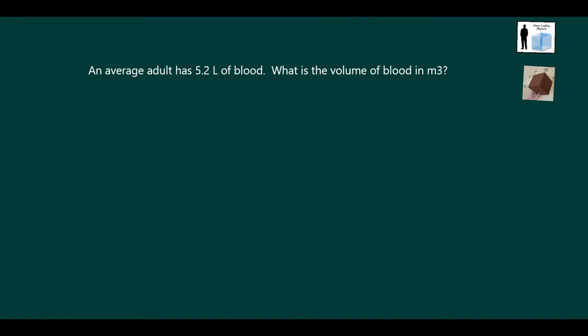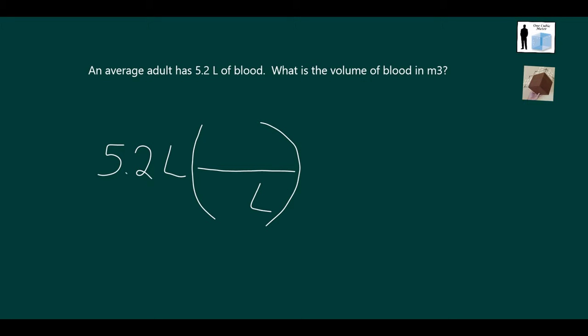Okay, so here we have a problem where we are trying to convert 5.2 liters into cubic meters. Now, since these are both volume units, we can use the factor label method to change one unit of volume into another unit of volume. So we start with our given amount out in front, 5.2 liters. We're going to put our parentheses. We're going to do our no-brainer step of putting liters automatically on the bottom.